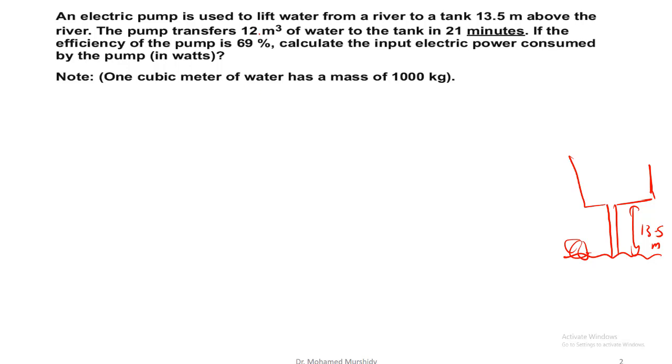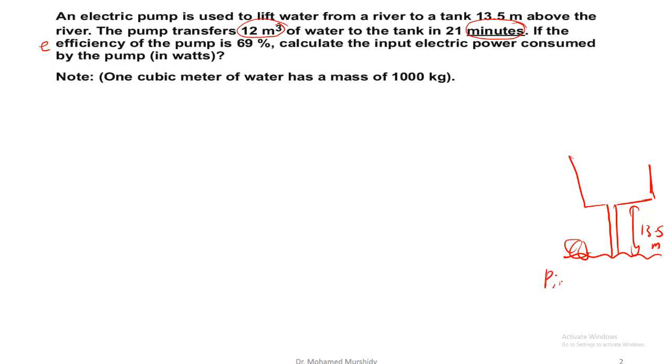The pump transfers 12 cubic meters of water to the tank in 21 minutes. Be careful about the minutes, about the units. Remember, this is the volume, not the mass. We normally don't deal with the volume, we need to convert it to the mass. If the efficiency of the pump is 69%, because of course this pump will consume some of the electrical energy.